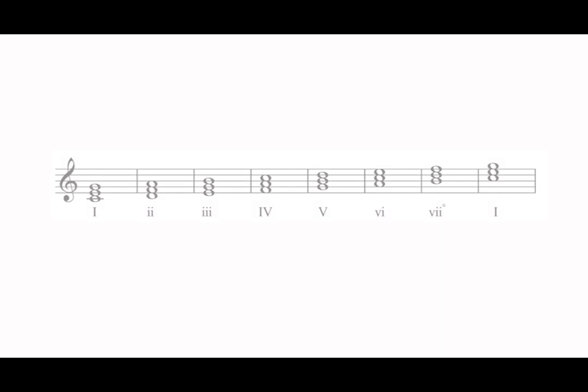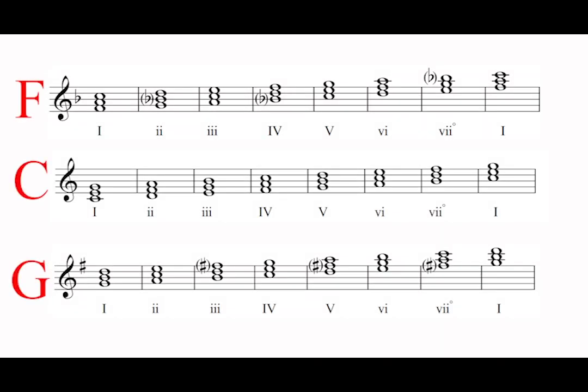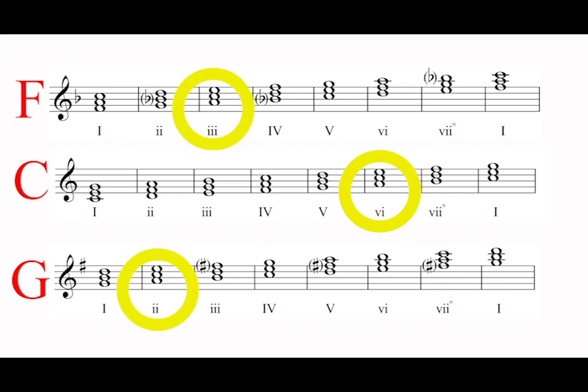Let's take a look at how chords map up between 3 keys. Here we have C and the closely related keys of F and G. Notice that the 6 chord, the A minor triad in C, is the same as the 3 chord in F and the 2 chord in G. All 3 of these are the same A minor triad.